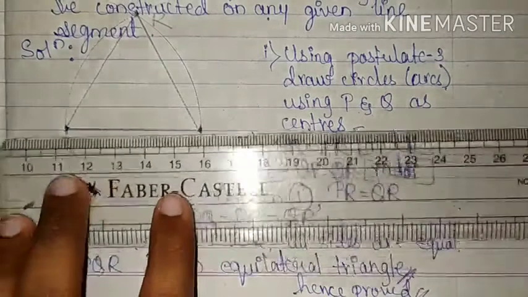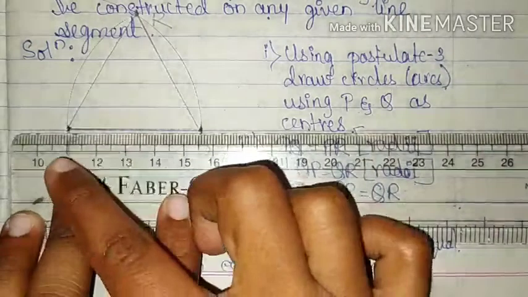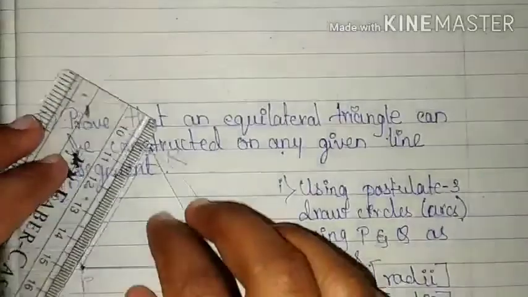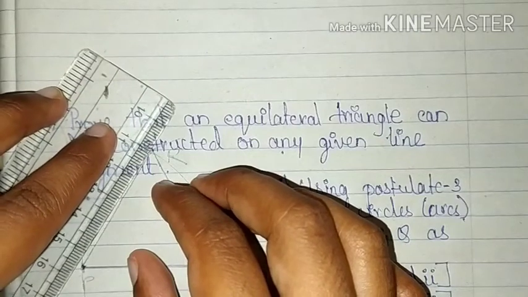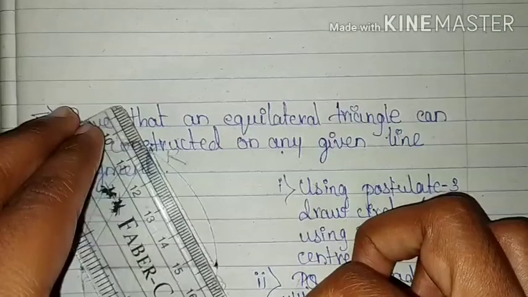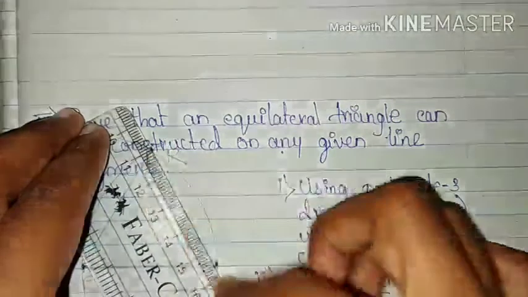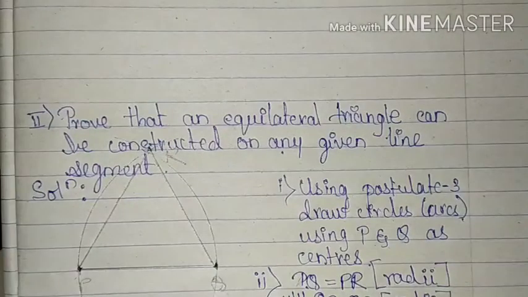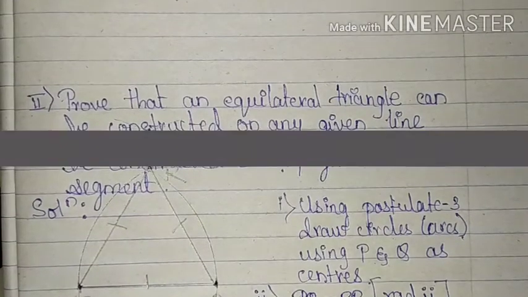Let us try to verify by measurements if this is an equilateral triangle. PQ is 4.5, QR is 4.5. Similarly, PR and PQ both are 4.5. So it is an equilateral triangle with all sides equal.